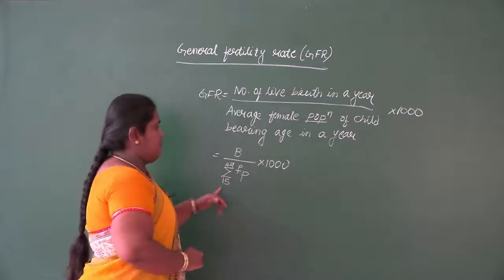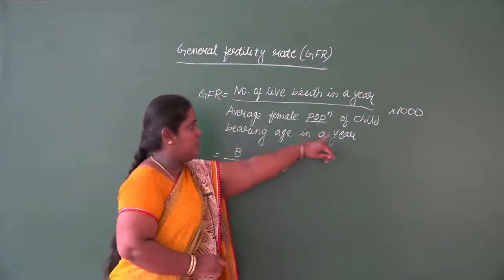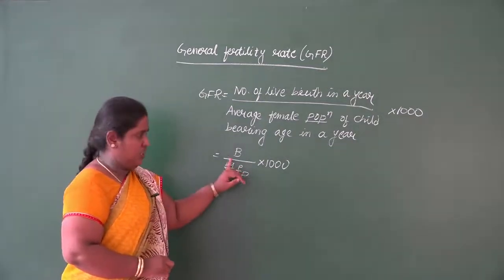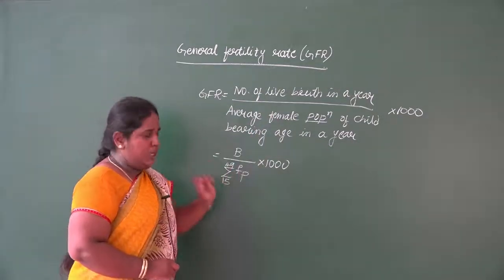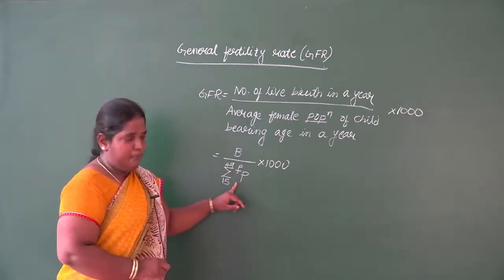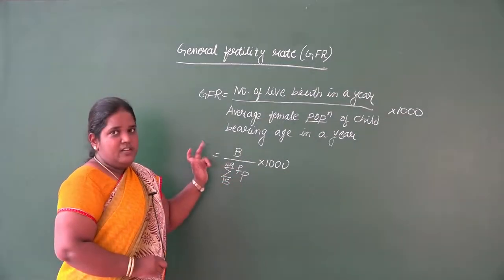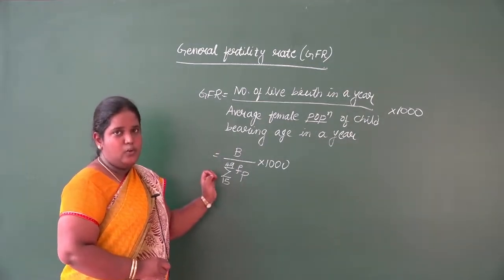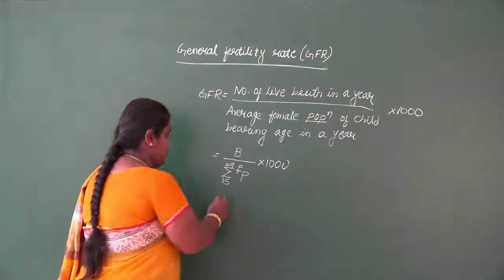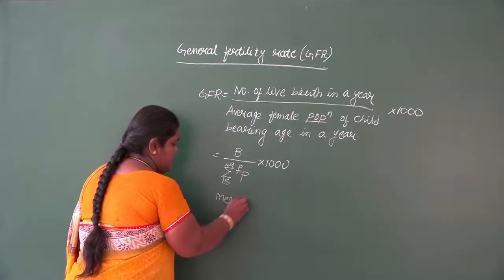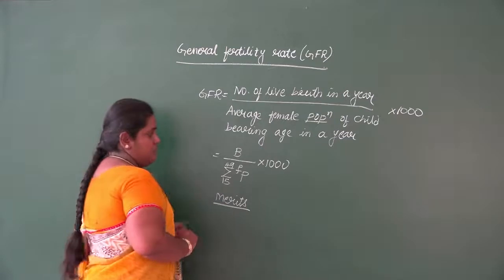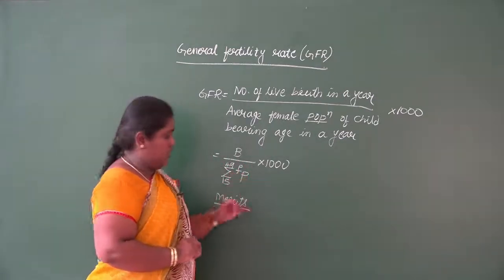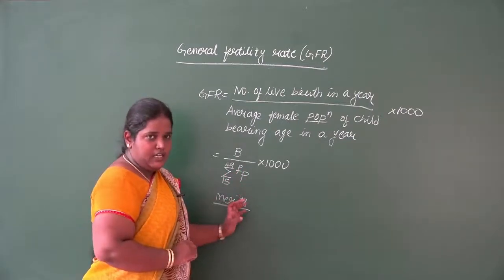So I have written it as 15 to 49 because here it is childbearing age. So childbearing age is between 15 to 49 and it is only the female population, so I have written it as FP. So in the GFR we'll be studying the average number of births occurring to 1,000 women of childbearing age group. So the merits of this is, since only the births and the female population if you have, it is enough to calculate, so it is easy to calculate and understand.